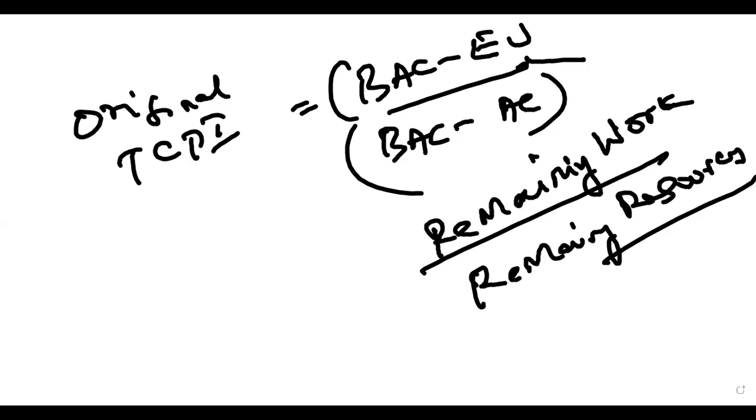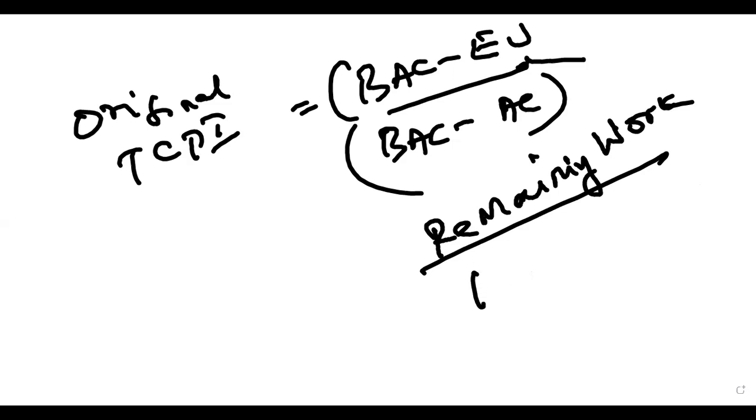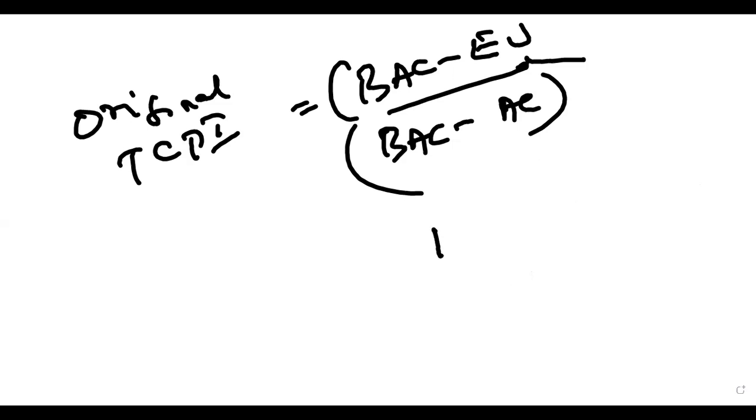Is it clear or not, guys? Yes, ma'am. Okay. So it's the work remaining divided by the budget remaining, right? Work remaining divided by the budget remaining. So what is our original TCPI? What is our BAC? 1.6 million, right? What is our EV? What is our earned value? At the end of the third month, 400,000.